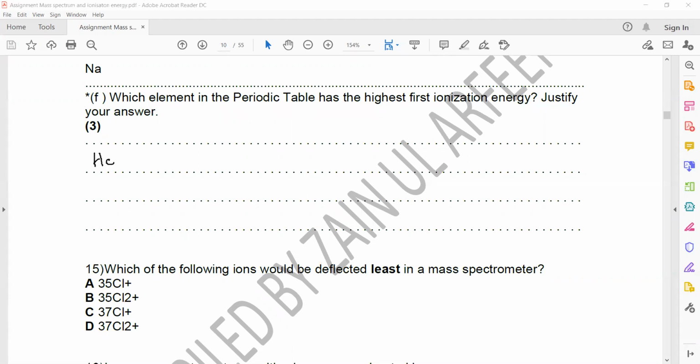The second thing, because the electron is removed from the closest shell, and it has no shielding effect. Shielding effect refers to when inner shell electrons repel the outer shell electron. Because it does not have any shielding effect, due to this reason, we say that it is having the highest first ionization energy.